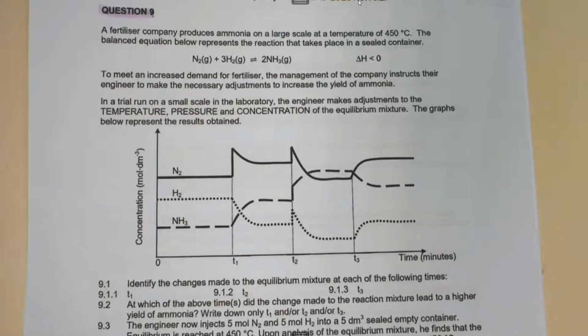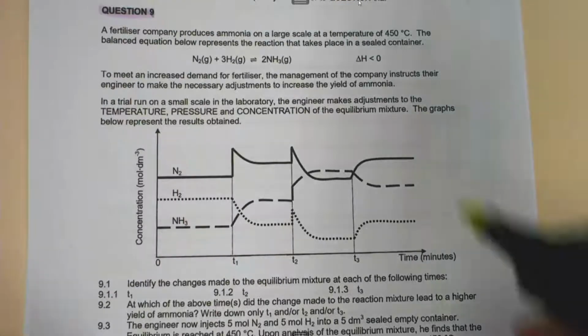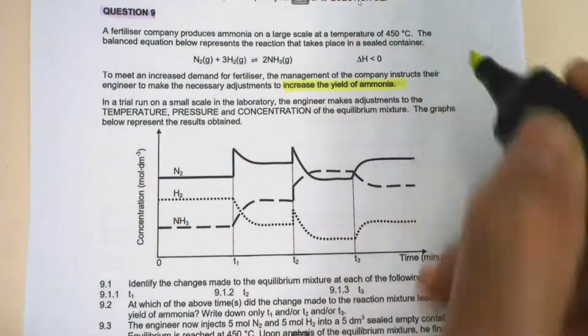Okay, question 9. A fertilizer company produces ammonia on a large scale at a temperature of 450 degrees. The balanced equation is given below. It's the same equation as what we had earlier, so we know this one now, the production of ammonia. Now, to meet an increased demand for fertilizer, the management of the company instructs the engineer to make the necessary adjustments to increase the yield of ammonia. So this is what they want to do. They want to increase the yield of ammonia.